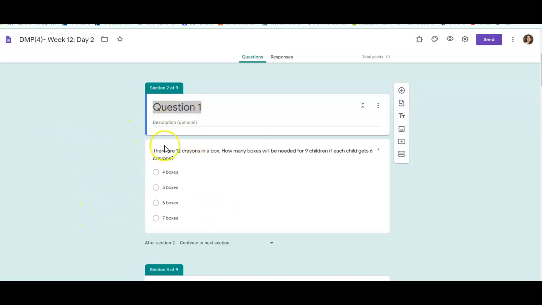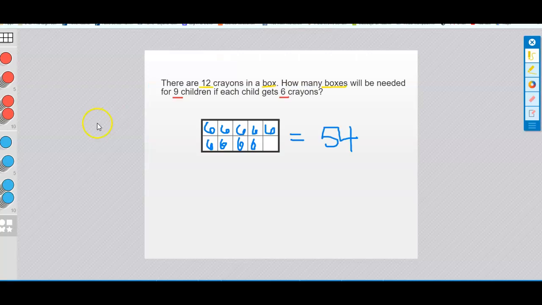So number one is there are 12 crayons in a box. How many boxes will be needed for 9 children if each child gets 6 crayons? So let's pretend we're over in a restaurant, and in that restaurant they want to give packs of 6 crayons. So it's telling us there are 12 crayons in a box, and we need to know how many boxes will be needed for 9 children if each child gets 6 crayons.